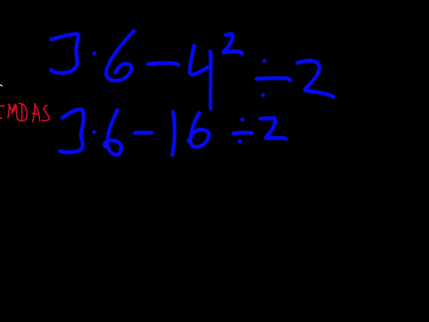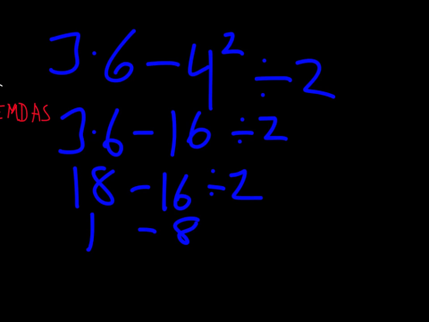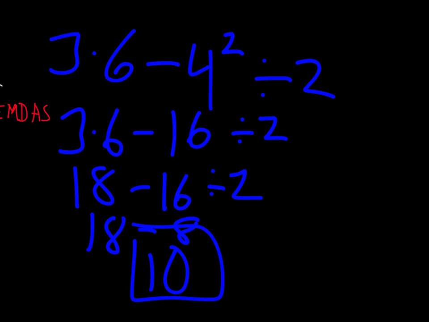Alrighty, now we see multiplication and we see division, so now we just do it from left to right, okay? So now we have 3 times 6 gives us 18 minus 16 divided by 2. Okay, we did the multiplication. Now we do the division. 16 divided by 2 gives us 8. Bring everything else down. 18 minus 8 gives us 10, and that is our final answer.